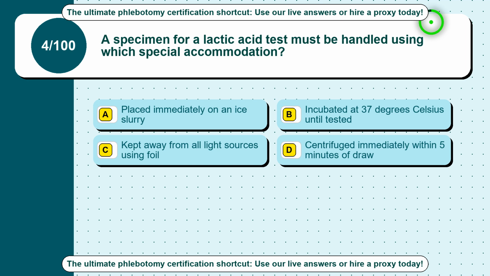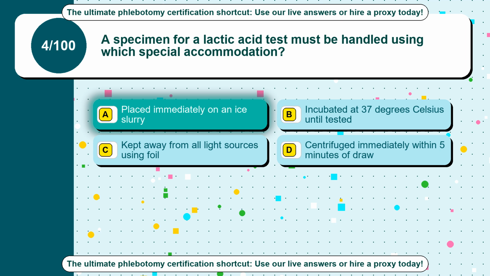Question 4. A specimen for a lactic acid test must be handled using which special accommodation? Option A. Placed immediately on an ice slurry. Option B. Incubated at 37 degrees Celsius until tested. Option C. Kept away from all light sources using foil. Option D. Centrifuged immediately within 5 minutes of draw. The correct answer is option A.